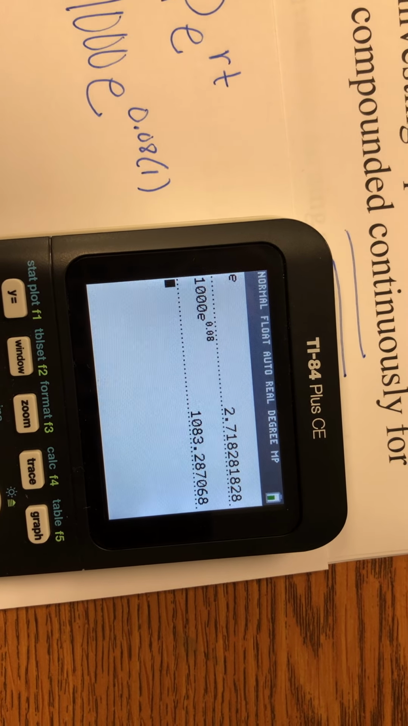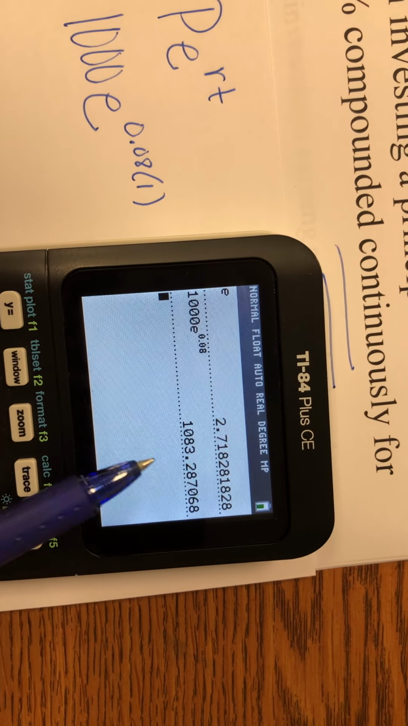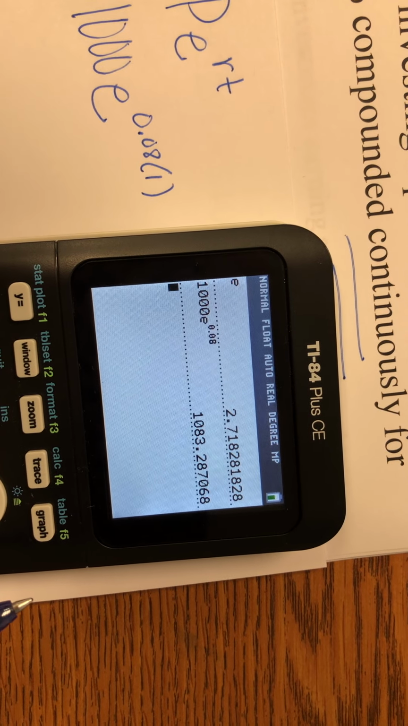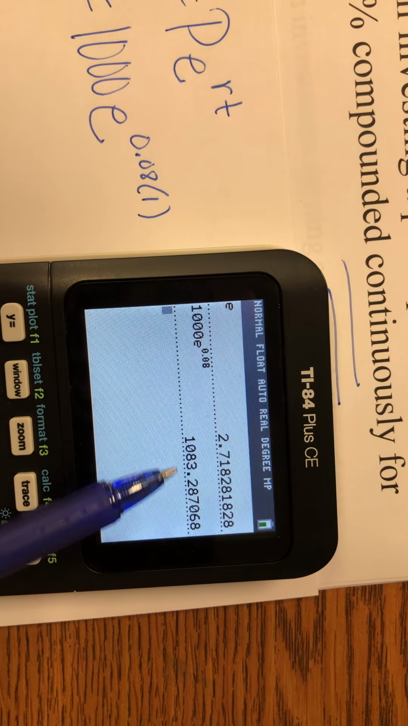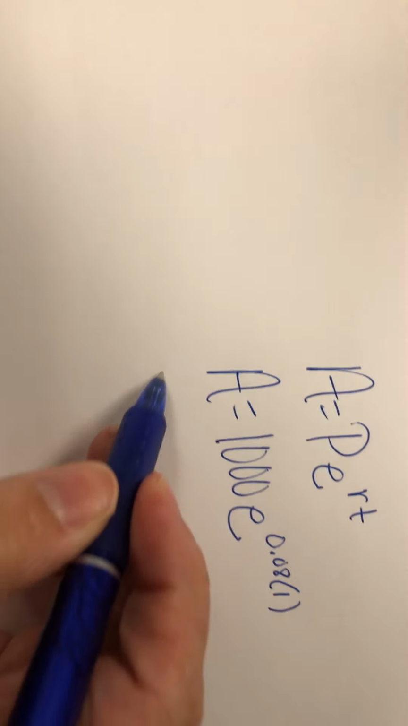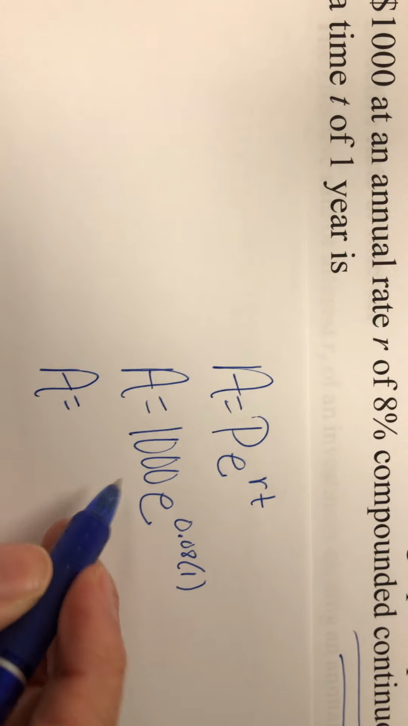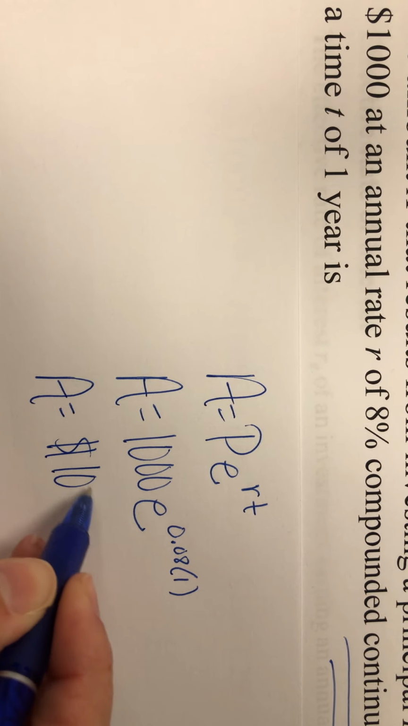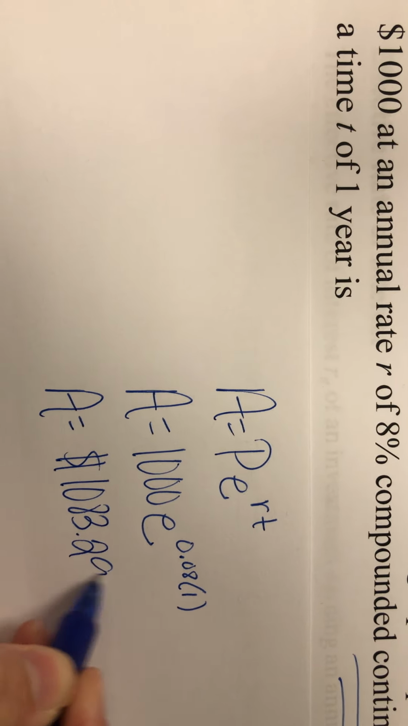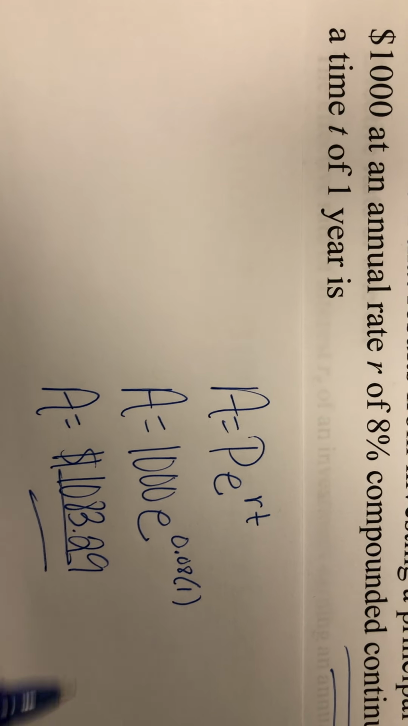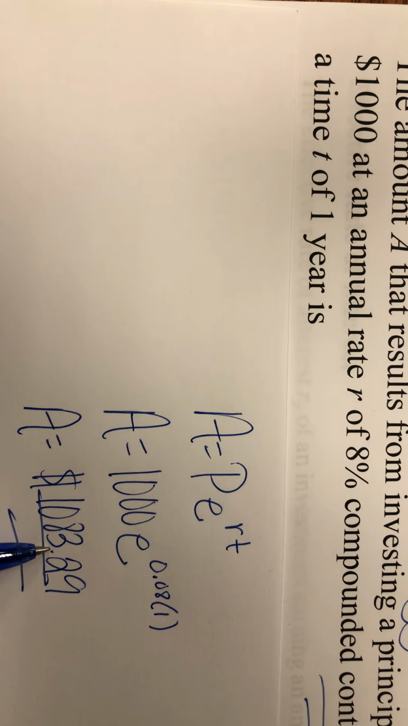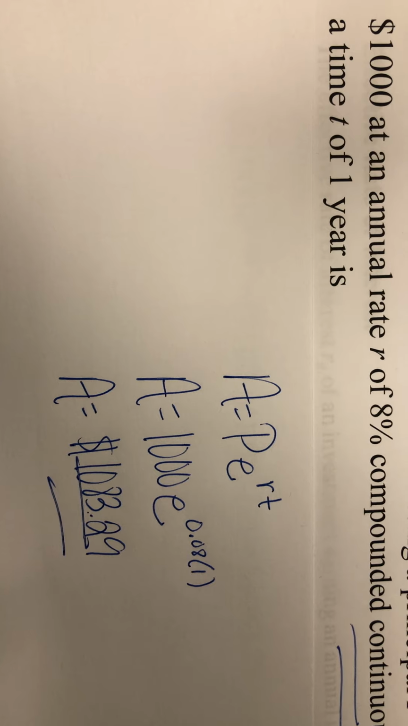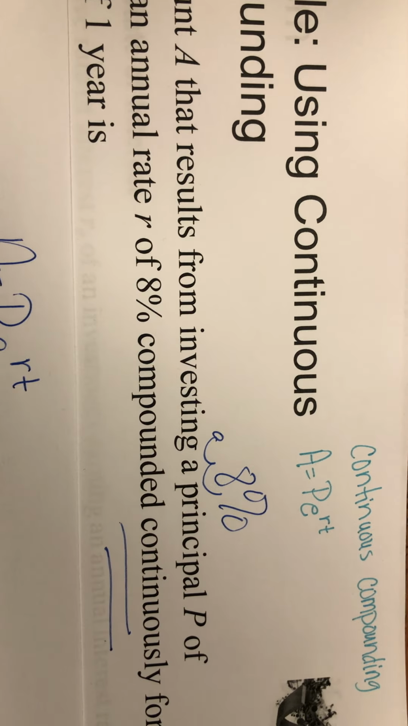So you can see at the end of 1 year, our $1,000, if it's compounded continuously, will give us $83.29 interest. Okay, so our total amount, A is always the total, is $1,083.29. Okay, and you can subtract 1,000 from this to get the amount of interest that you actually earned. And that's the formula for continuous compound interest.